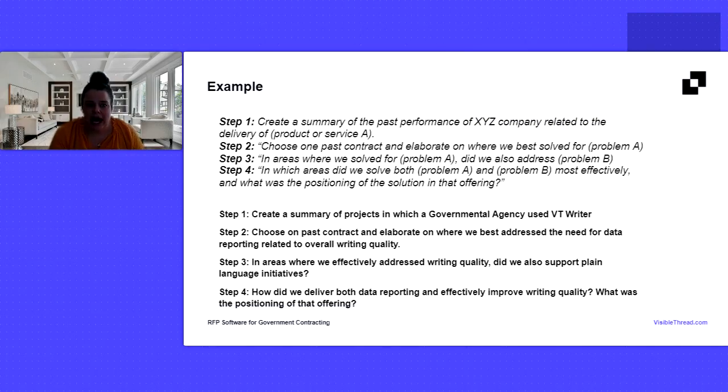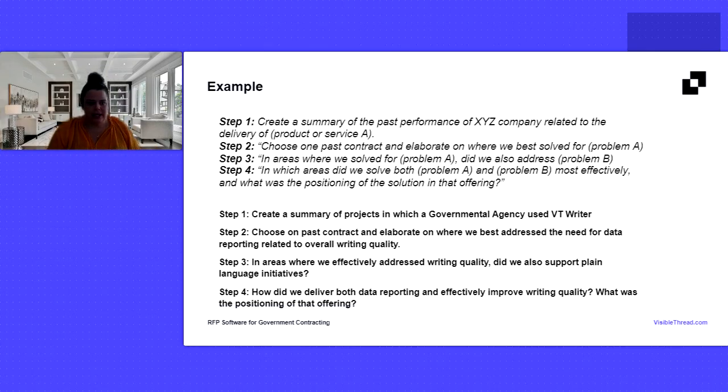If we said, I want to create a summary of past performance, identifying this product or service. We want to talk about areas where we solve for problem A, but we also address problem B. If we did address both of them, how do we do it effectively, and what was the positioning in that offering? Because the positioning and how we spoke to that problem and that solution is what we're looking for. That's a lot to add in one, and you're likely going to get a high level response. This will help us to build and really dig into some of those details.